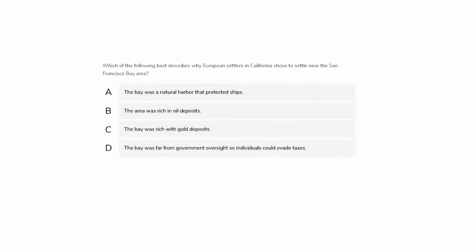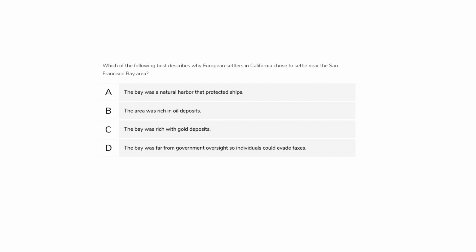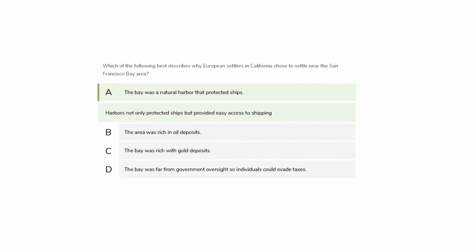Let's look at one from Geography and Culture. Here's one of those tricky human migration questions. Which of the following best describes why European settlers in California chose to settle near the San Francisco Bay Area? Social Studies exam tip: water's a big deal. One of the most important features when settling a new land is the creation of a harbor so that goods can be shipped in and out without worrying about the big waves of the ocean. So when the first settlers arrived in California, one of their highest priorities was establishing a harbor for trade, and the San Francisco Bay Area is a natural harbor. That means this is the correct answer.